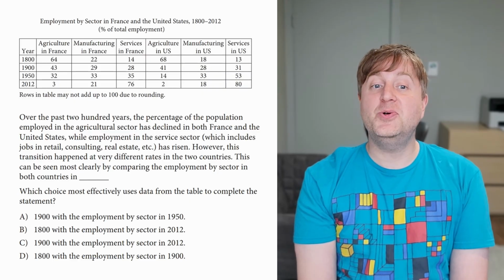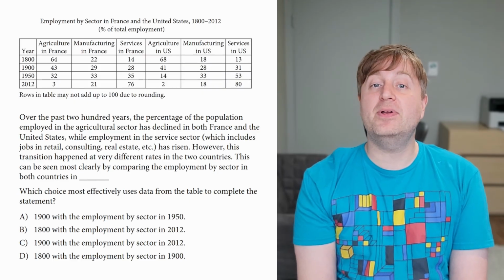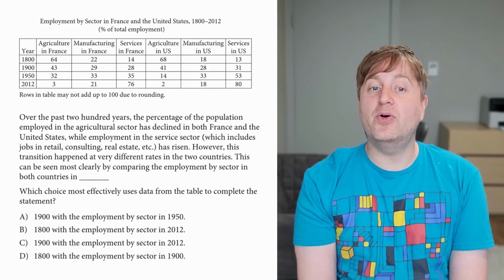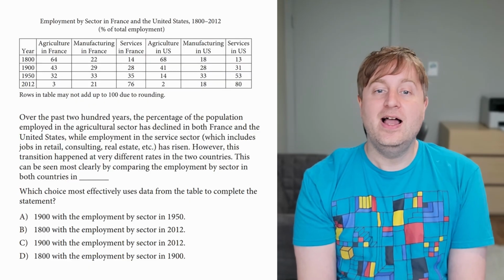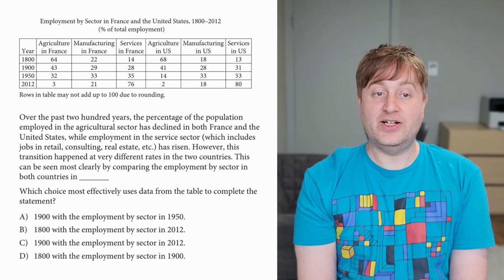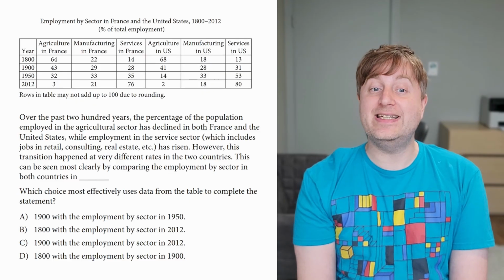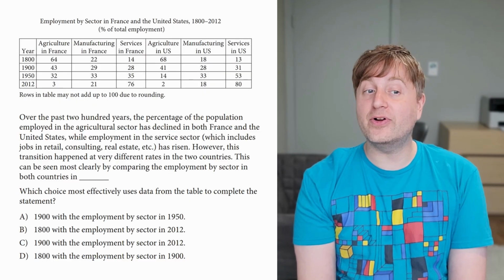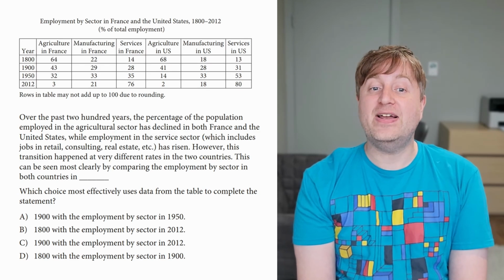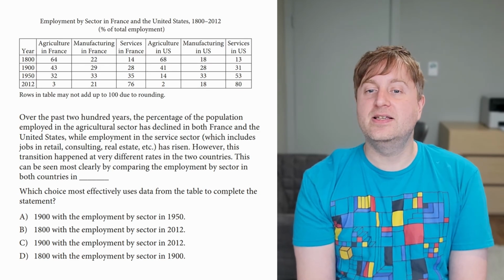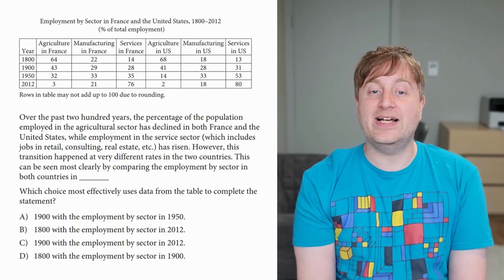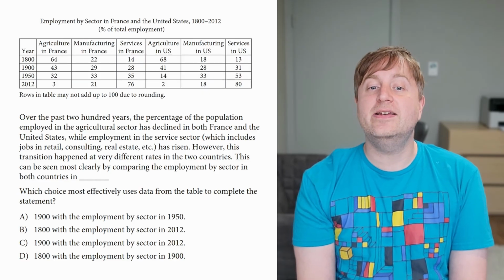Over the past 200 years, the percentage of the population employed in the agricultural sector has declined in both France and the United States, while employment in the service sector, which includes jobs in retail, consulting, real estate, etc., has risen. However, this transition happened at very different rates in the two countries. This can be seen most clearly by comparing the employment by sector in both countries in blank.